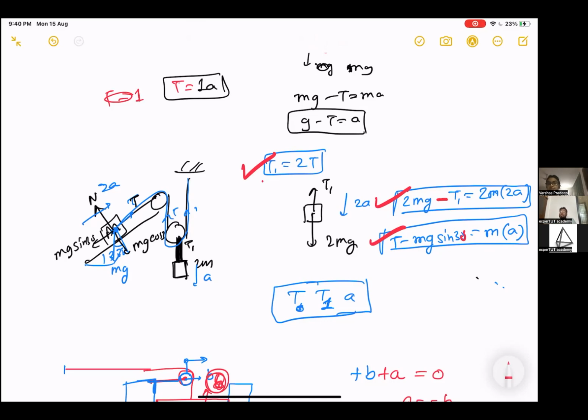Handwriting should be clear. If you accidentally write minus as plus, or not realizing that this is T1 and this is T, that is a very big mistake. Or for that matter, if you write 2T1 is equal to T, this is a very big mistake. So you have to write these three correctly. If you have written these three correctly, fine.